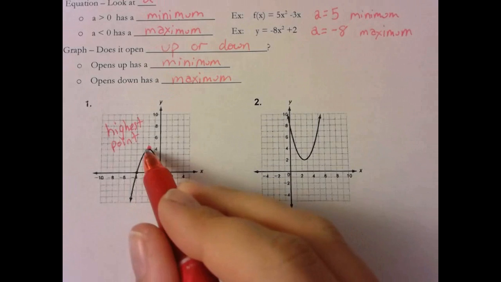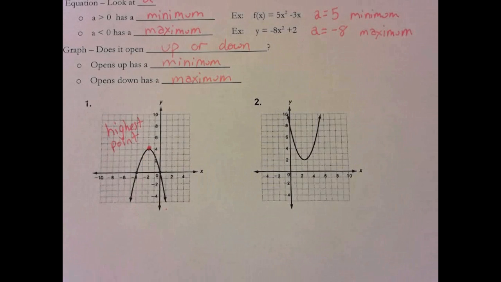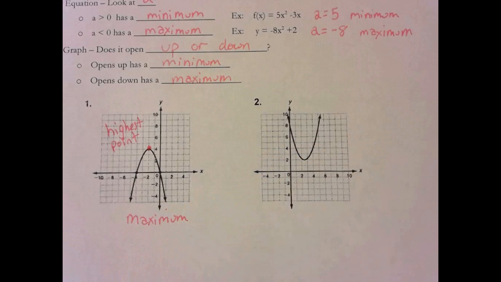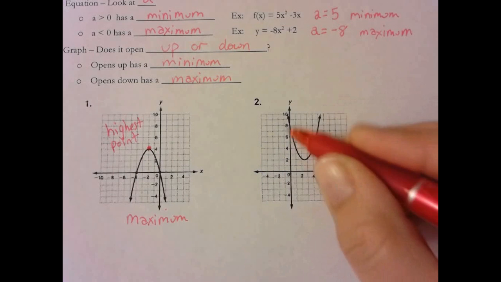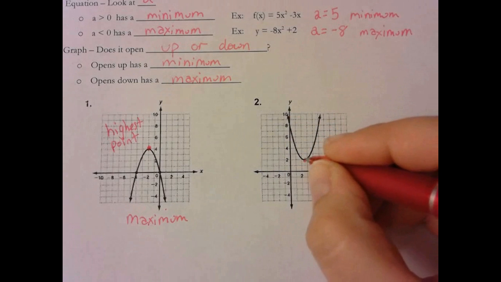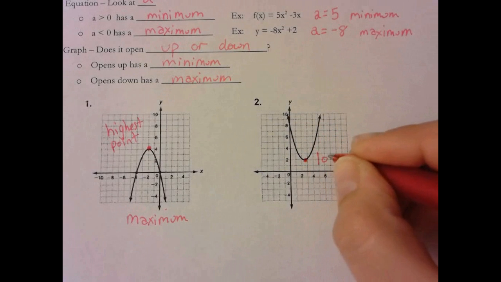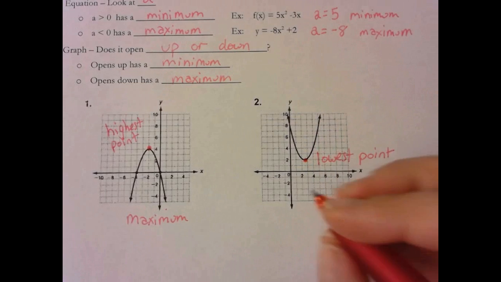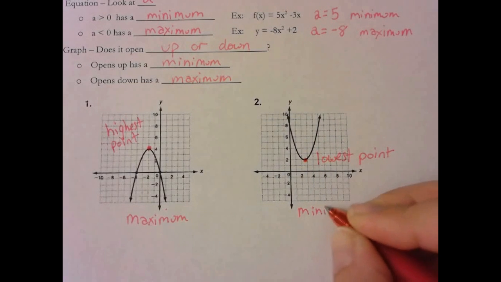And our next set of notes, we'll talk about what that's called. It's called a vertex. And so this has a maximum. This graph opens up. This is our vertex. This is our lowest point. And since it opens up, that's a minimum.